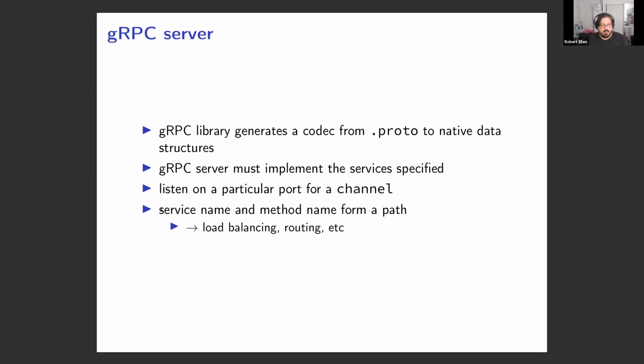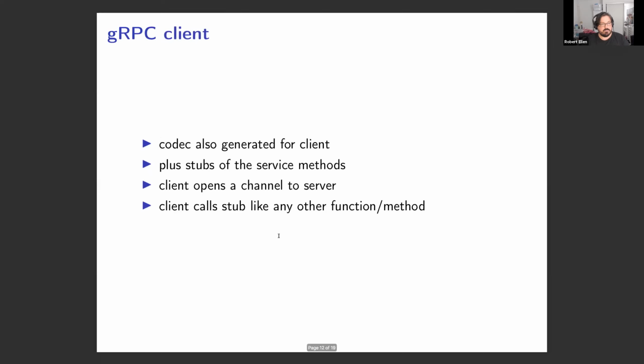Something to note that also lends itself to the high performance is that the name of a service and the particular method are actually an HTTP path. So we can use a lot of off-the-shelf things like load balancers to route messages to particular backend services. And I'm pretty sure a lot of the systems in the cloud native area that use gRPC exploit that fact.